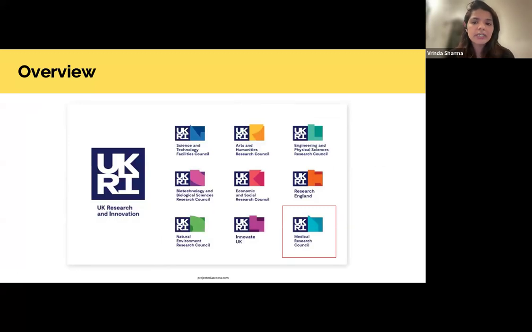There are a diverse set of funding opportunities that are provided by UKRI by 7 of its research councils, Innovate UK, and Research England. So all 9 of these bodies collectively support a wide range of disciplines, from medical and biological research to humanities, etc. All of the medical and biological research comes under the Medical Research Council, or MRC. And next slide, please.